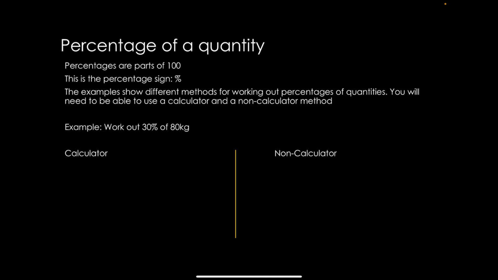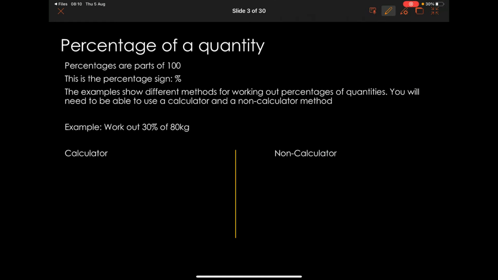So if we're looking at 30% of 80 kilograms, I'm going to show you two ways of doing this on a calculator. You can do 30 divided by 100, because 30% means 30 out of 100, and then times it by 80. If you do 30 divided by 100 on your calculator, that gives you 0.3. You'll then times 0.3 by 80, giving you 24 kilograms.